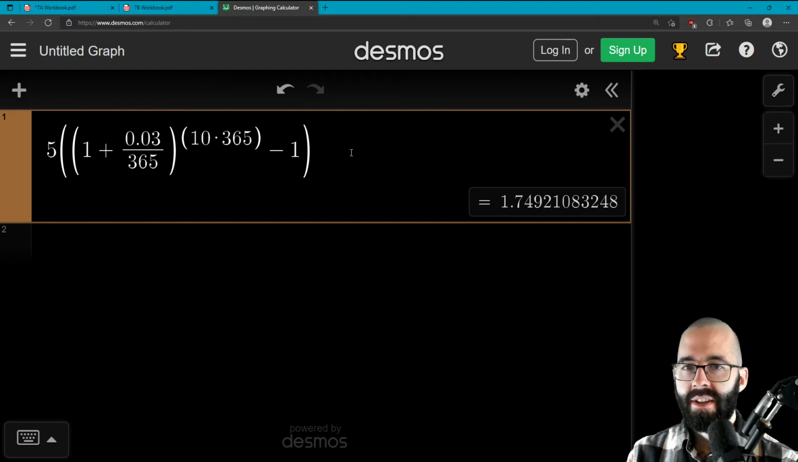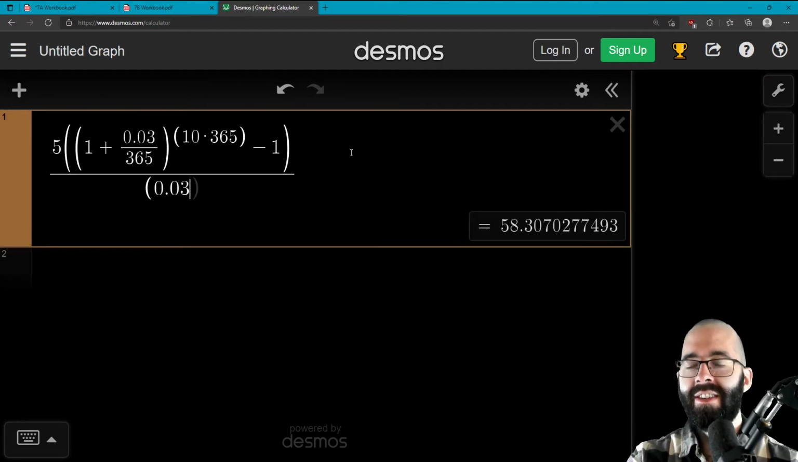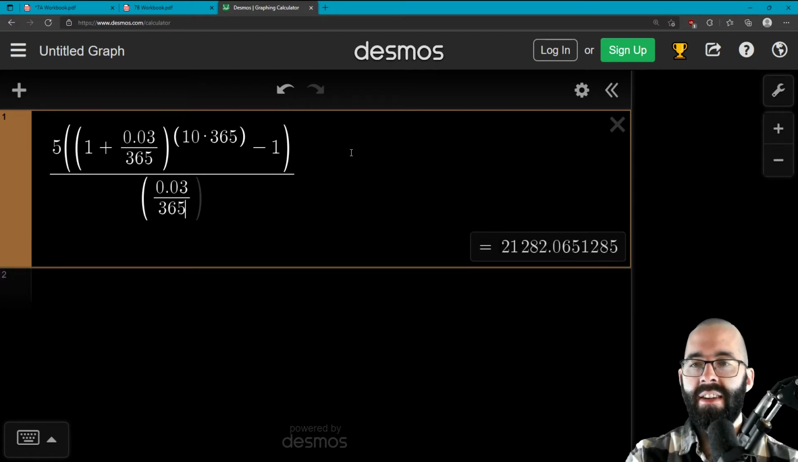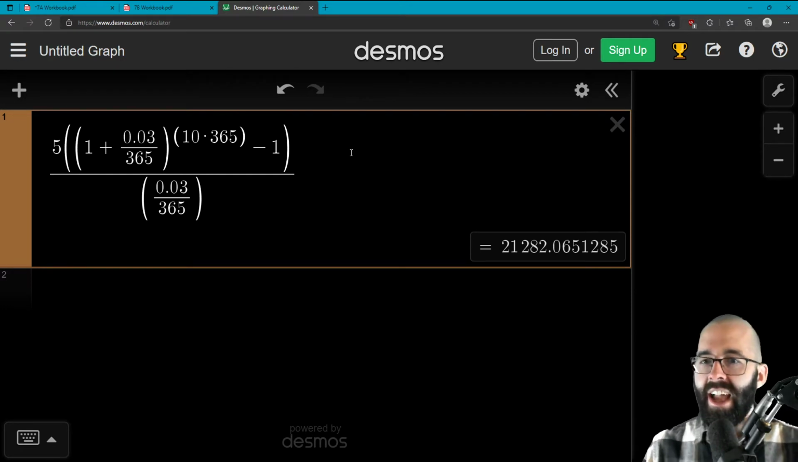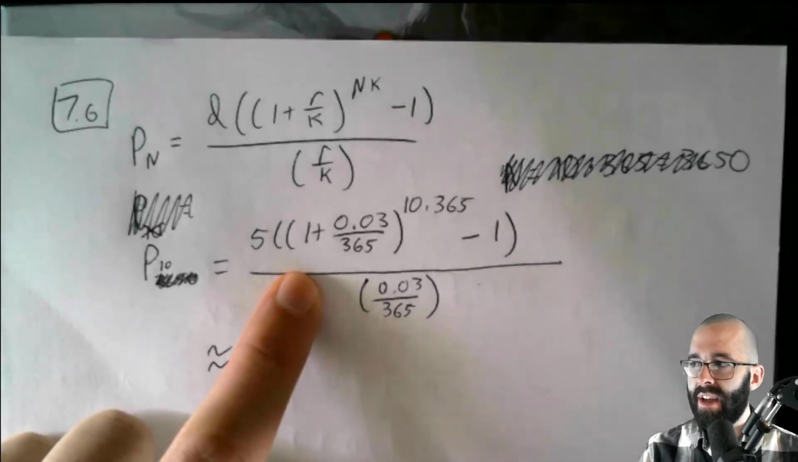So forward slash parenthesis R forward slash K. Tab out of the denominator. Get that parenthesis in. And before we write down our answer, let's make sure that this looks exactly like what we typed and wrote down.